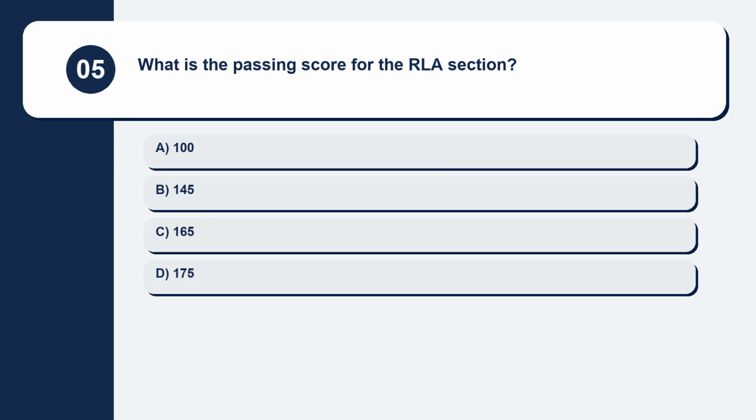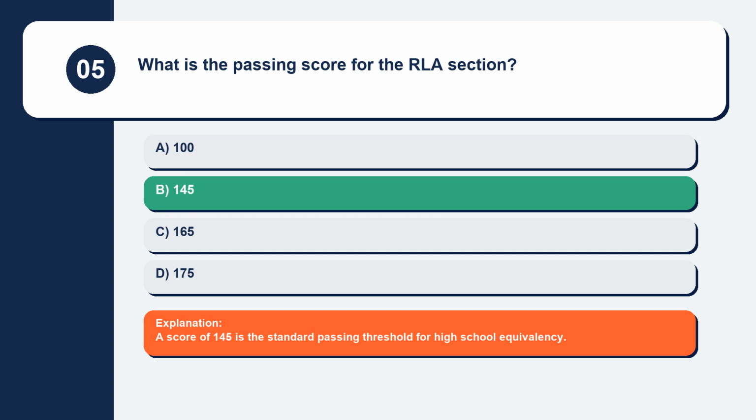Question 5. What is the passing score for the RLA section? 100, 145, 165, 175. A score of 145 is the standard passing threshold for high school equivalency.